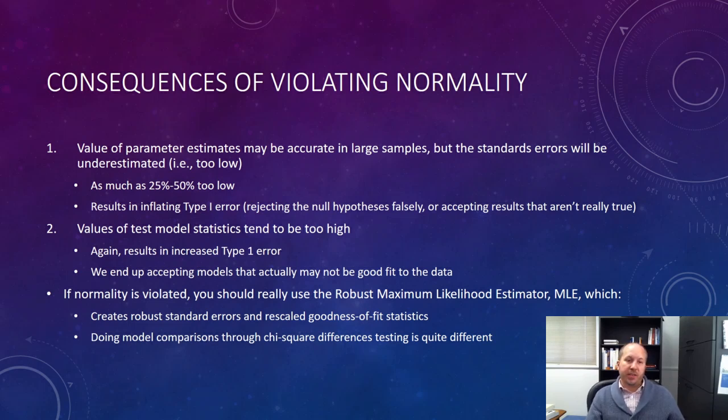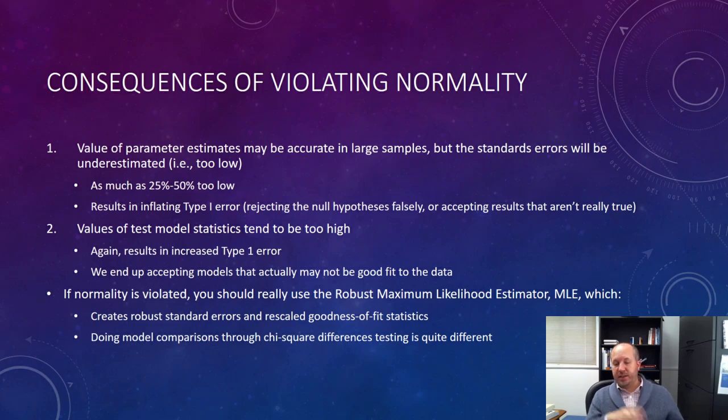The values of test model statistics tend to be too high. So again, we're increasing that type 1 error. When we violate normality and we're using ML, we're going to be much more likely to have our model look much better than it actually is, and end up accepting that model when in fact it may not be accurate or actually relevant to what reality is. So if normality is violated, you should really be using that robust version.